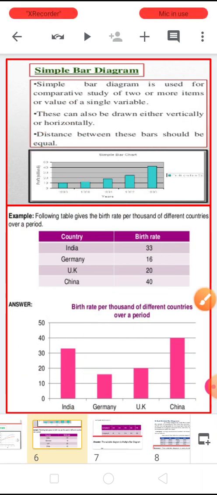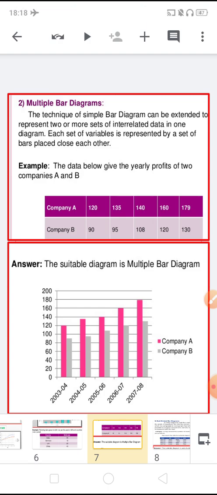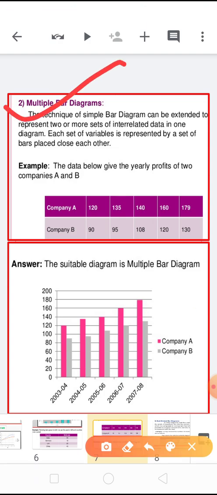Now we are moving on to the next variety. Next is the multiple bar diagram. What is multiple bar diagram, children?